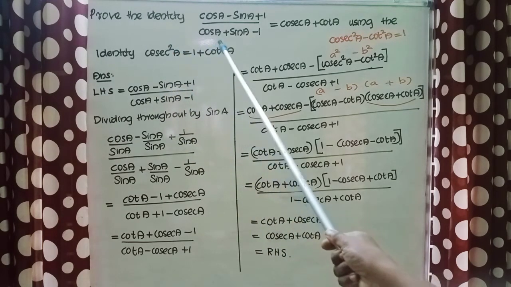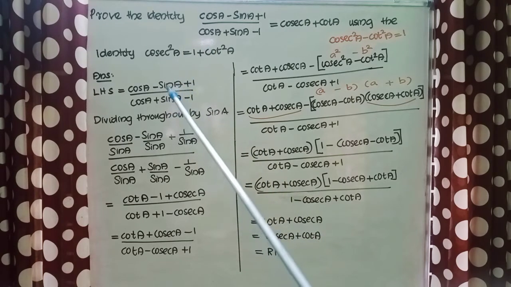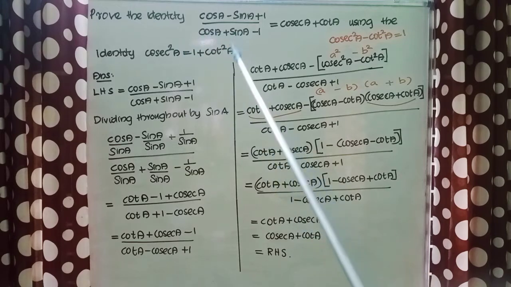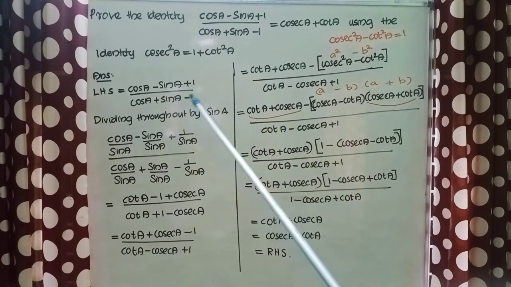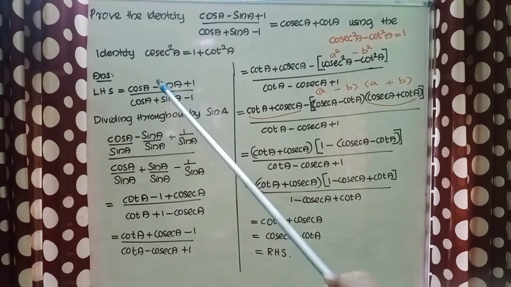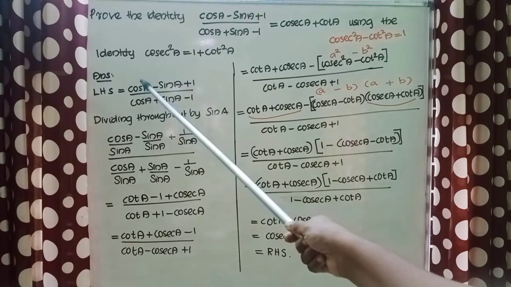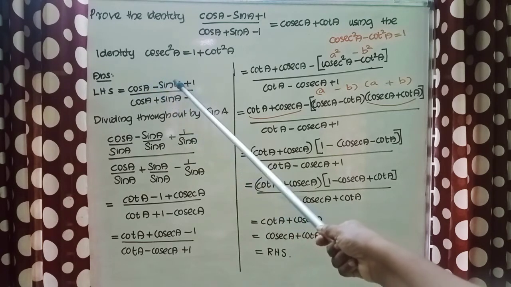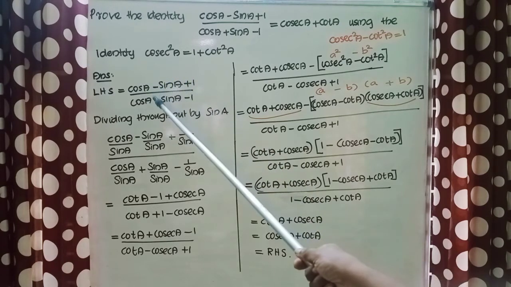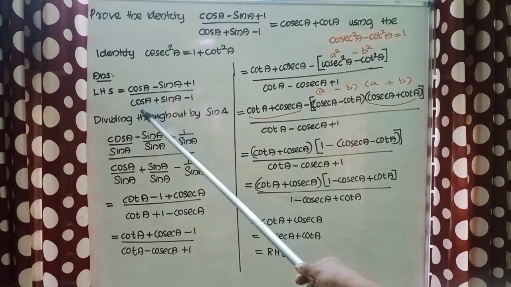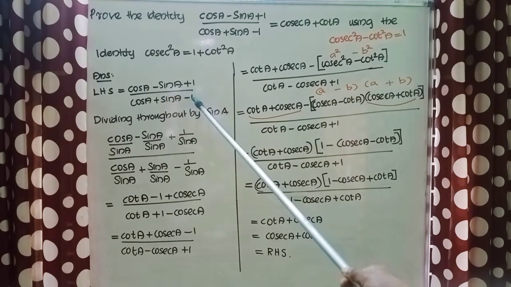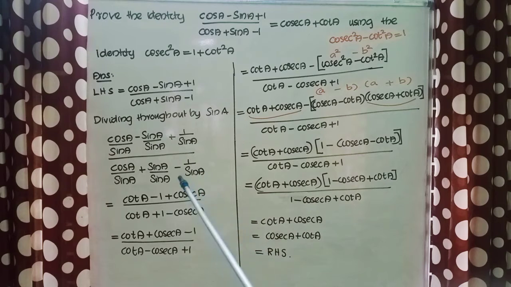Here we need to use this identity. So to write the terms in terms of cosec square A and cot square A, let us divide throughout by sin A. Divide each term by sin A. We get (cos A by sin A minus sin A by sin A plus 1 by sin A) divided by (cos A by sin A plus sin A by sin A minus 1 by sin A). We are getting like this.